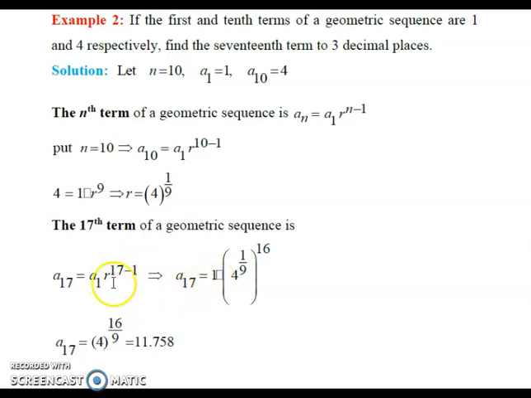That is equal to a1 value 1, common ratio 4 power 1 by 9, whole power 16. This value is 4 power 16 by 9. After simplification, we will get 11.758. This is the 17th term of the given geometric sequence. The answer is corrected to 3 decimal places.